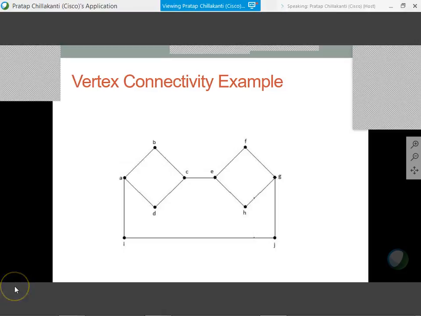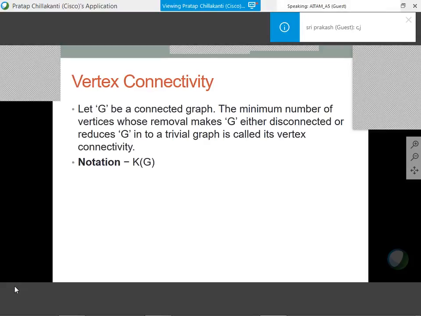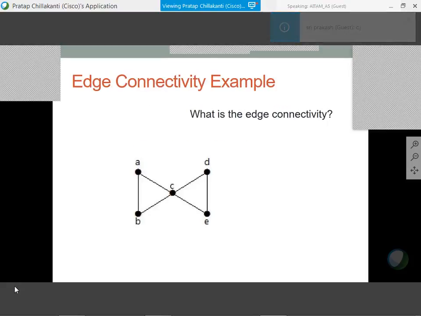I suddenly had a question myself. I was looking at your answer there. If you remove A, A is out of the loop, but the rest of the graph is still connected, right? Is it still called connected? I have to verify that.